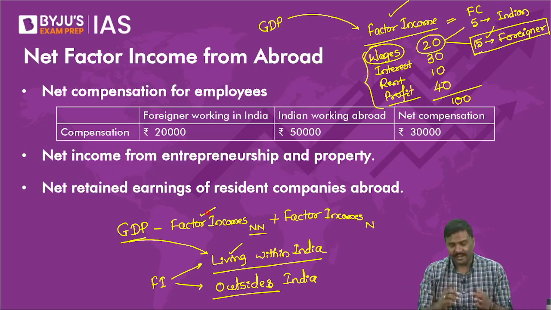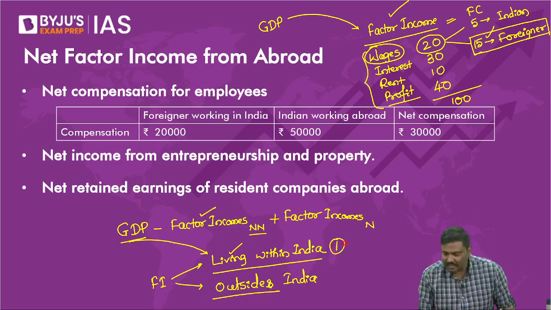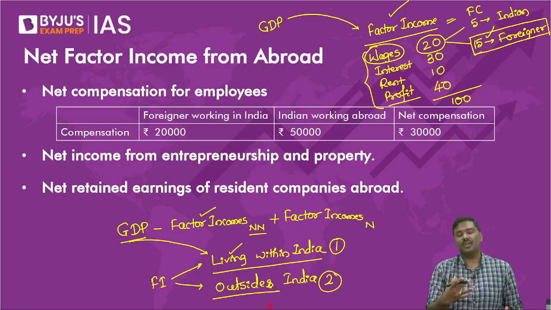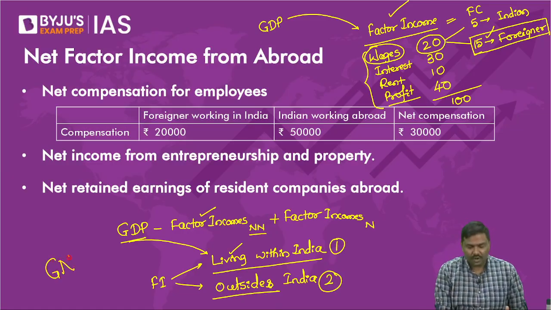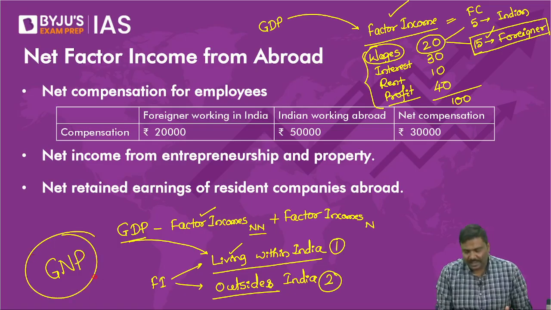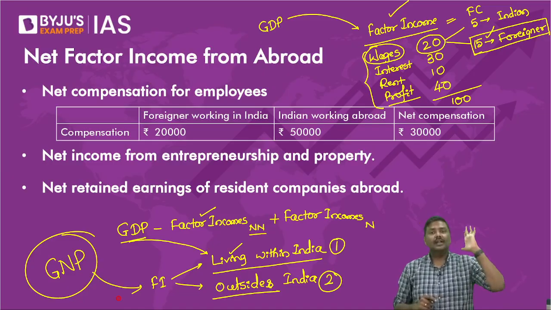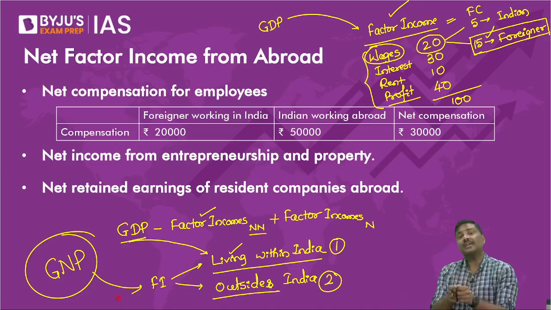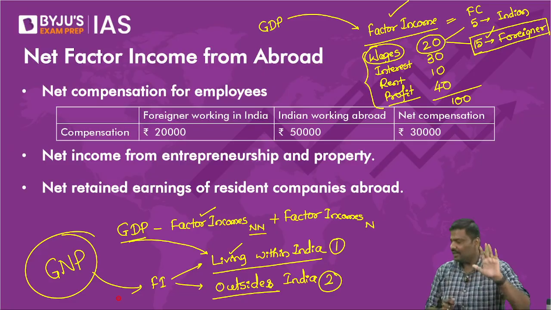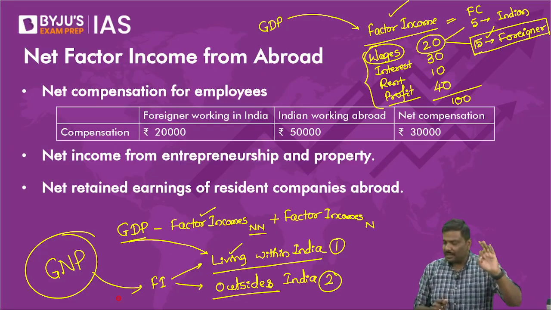So what we get, right? I will have 1, I will have 2. The sum total of this is called gross national product. That is basically referred to as gross national product, and this is how it is calculated. Any difficulty here? Please do let me know.